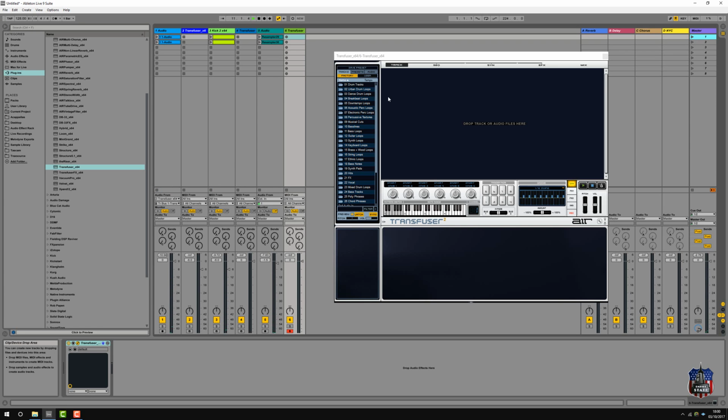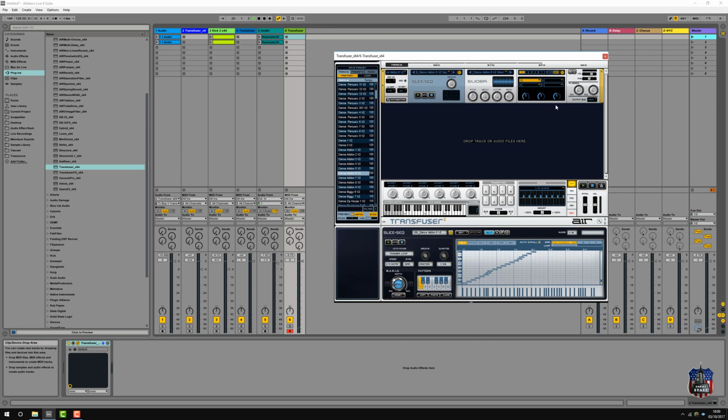Okay, so looking at Transfuser, it's got some absolutely fantastic effects. So just going to, that sounds okay. So just going to play this one and just talk through some of the effects processing. So you can load it here.